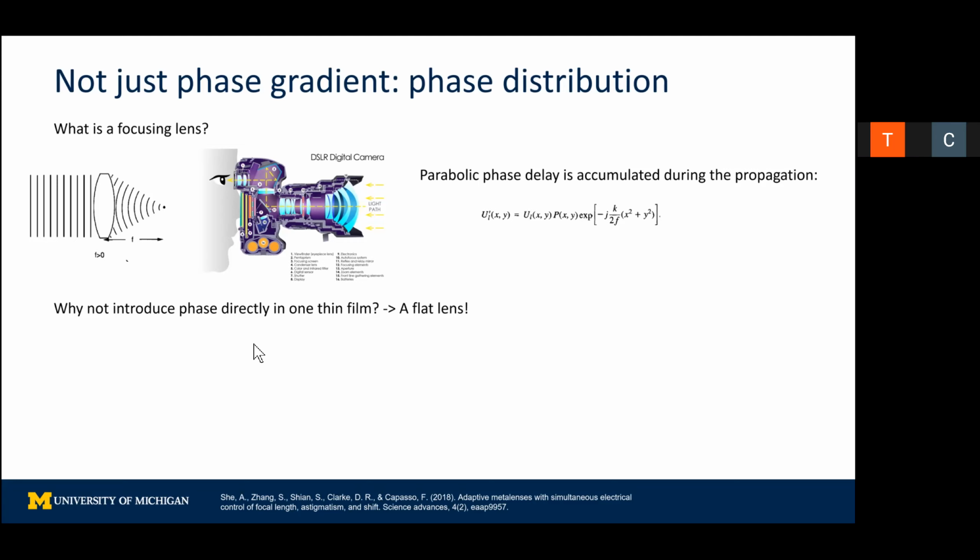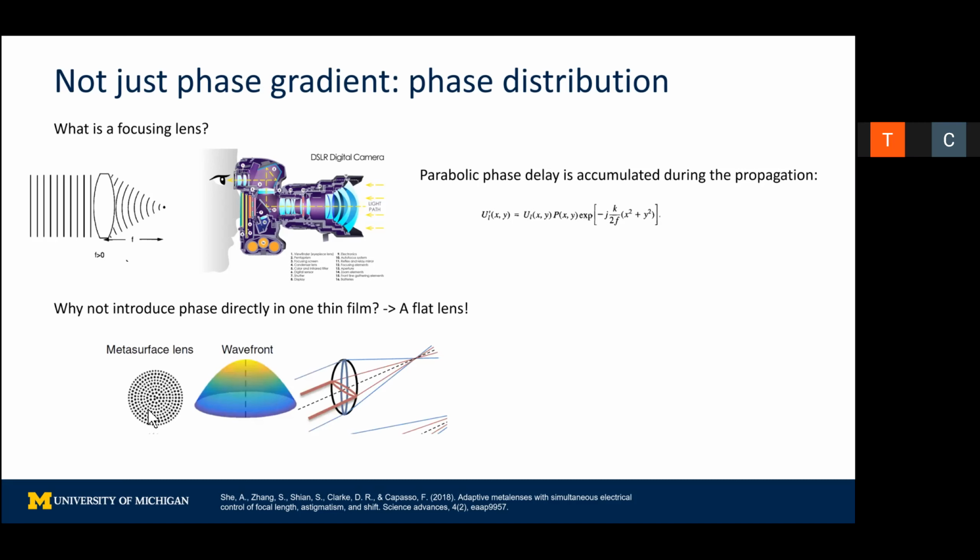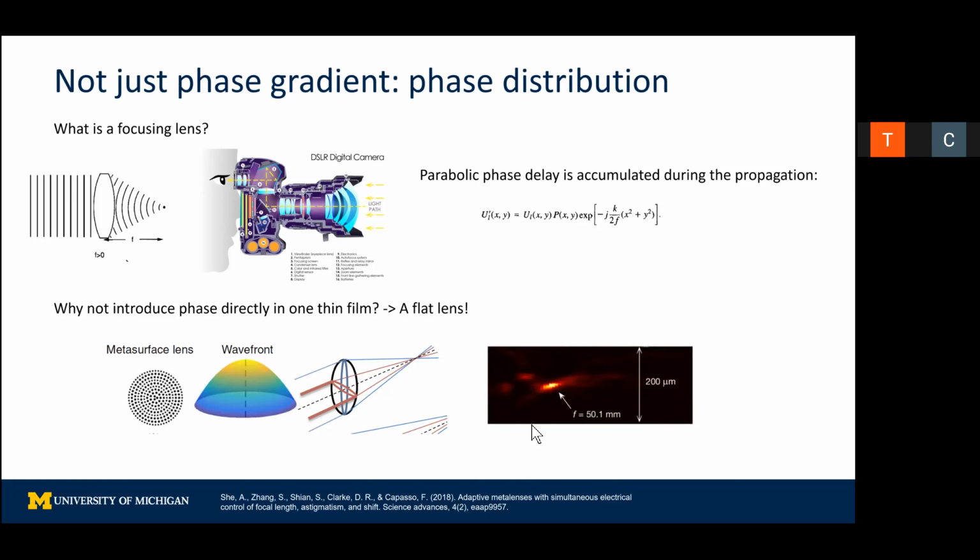We can actually do this. For example, if you arrange those metastructures in a way such that they introduce a parabolic wavefront, or phase distribution, then when light travels through this 2D metasurface, the light will be focused. And this is just the case in this paper, where it shows a metasurface that can focus light into a 50 millimeter focal length.